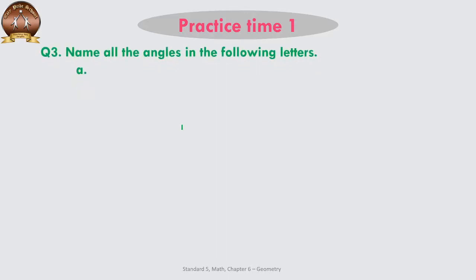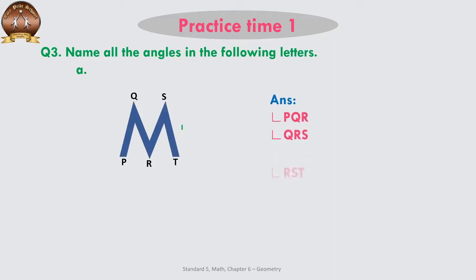Name all the angles in the following letter. Now which is the letter here? It's M. The angles which are coming up in this side, I'll represent over here. The letter M has 3 angles. First angle is PQR, where Q is the vertex. The second angle is QRS, where R is the vertex. The third angle is RST, where S is the vertex. So angle PQR, angle QRS and angle RST are 3 angles which are formed in this letter.